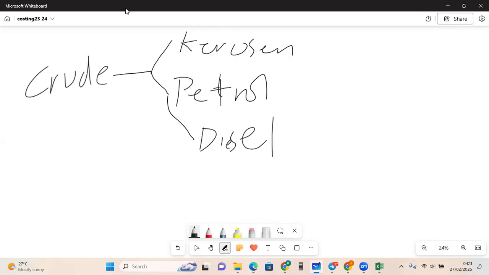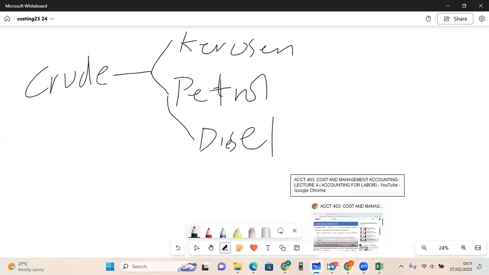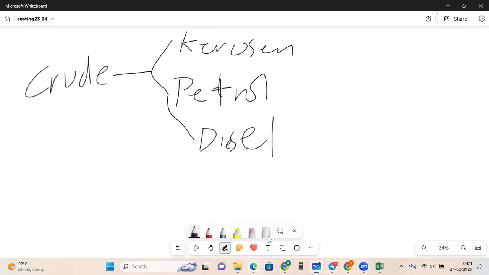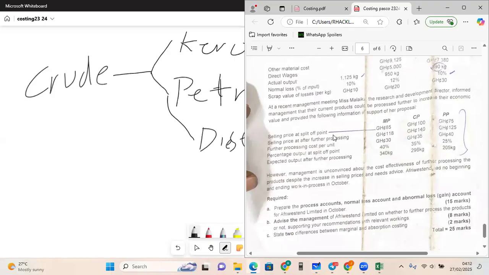So it used to be crude oil until what? It reaches the split off point, where it is going to be split into kerosene, petrol, and diesel. So that's what the split off point is. Meaning that in this kind of product, it used to be one until it reached the split off point, and then they split it into kerosene, petrol, and diesel, for example.